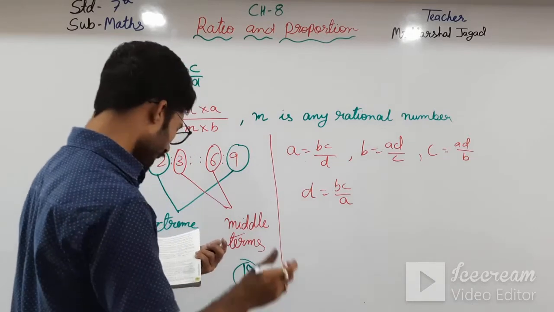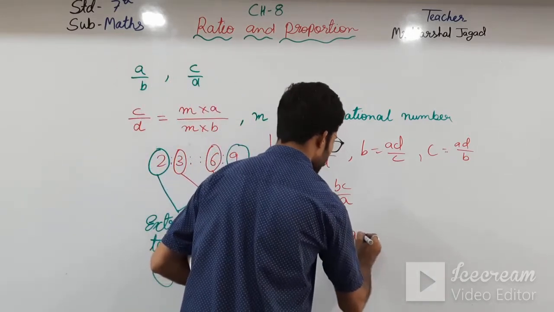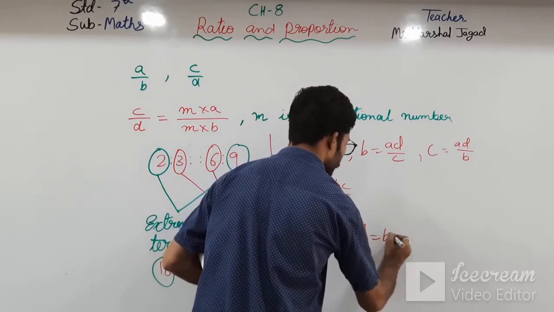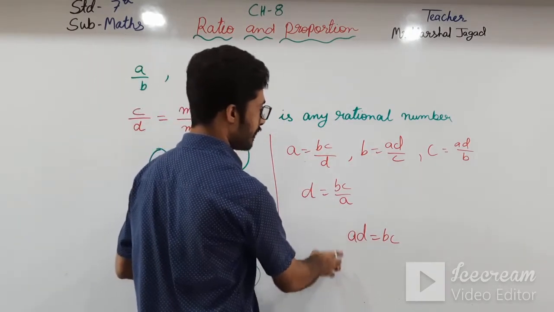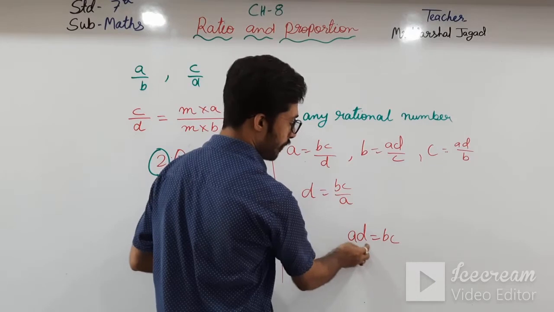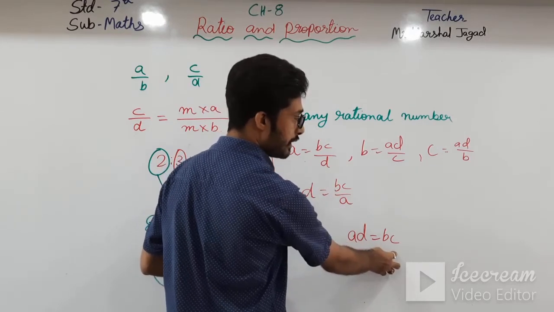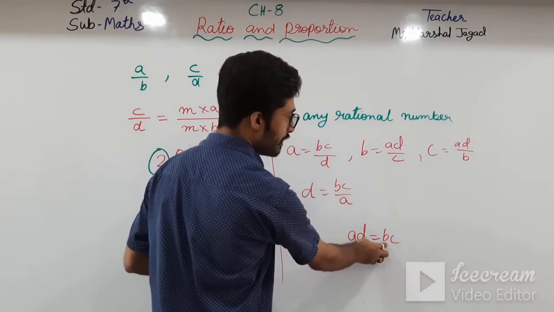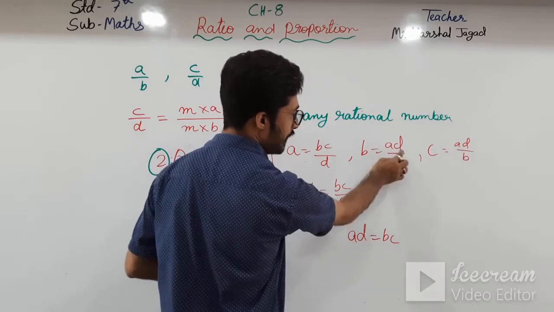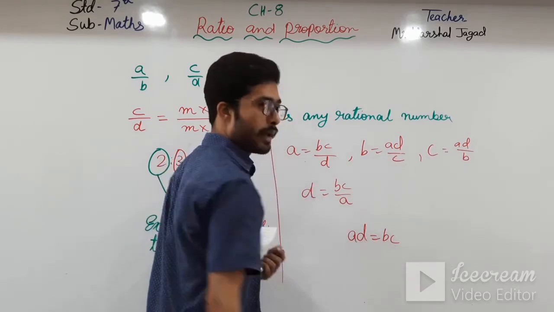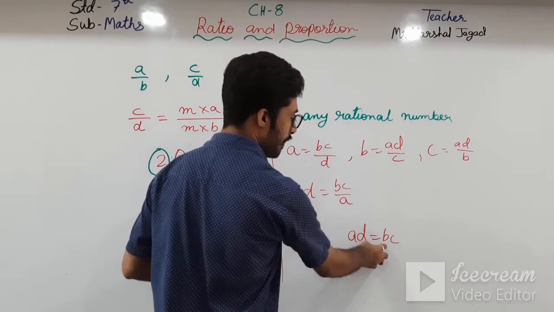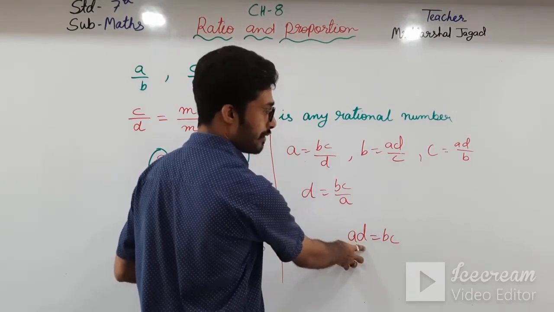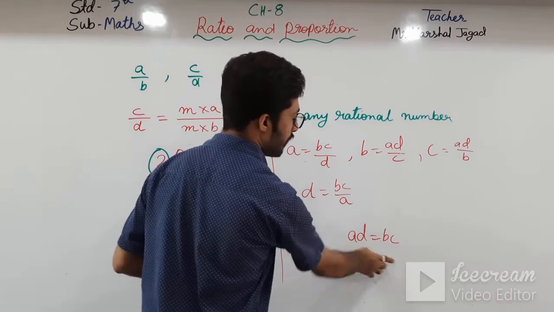In short, this is how they have deduced it from AD is equal to BC. One by one they have made each the subject of the formula. Here A is equal to BC upon D. For B, D goes to the downside and B is there, then AD upon C. For making C the subject of the formula, B will go to this side, AD upon B, and for making D the subject of the formula, BC upon A.